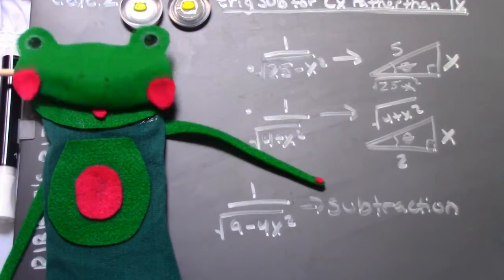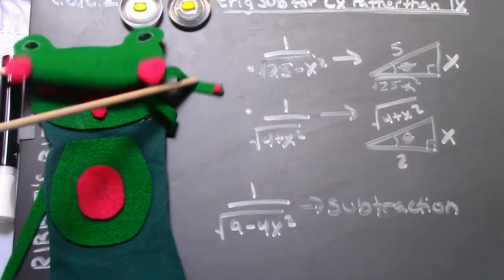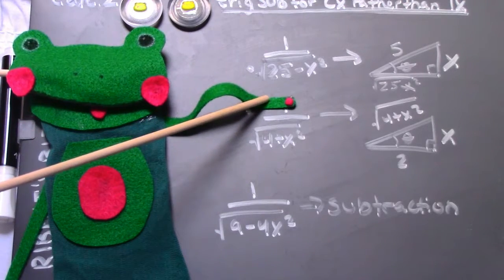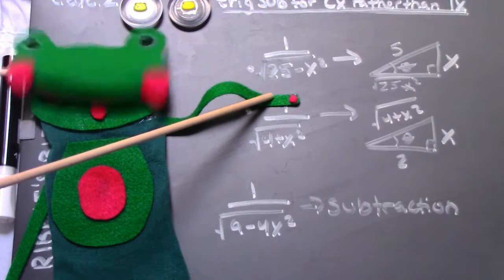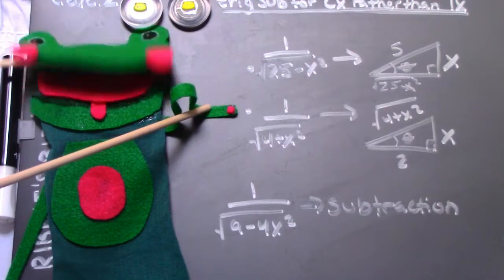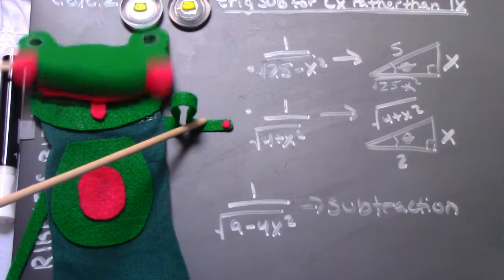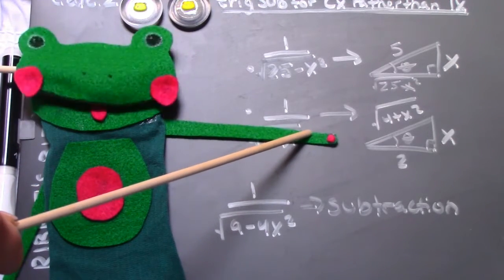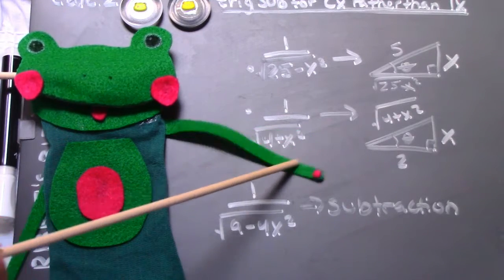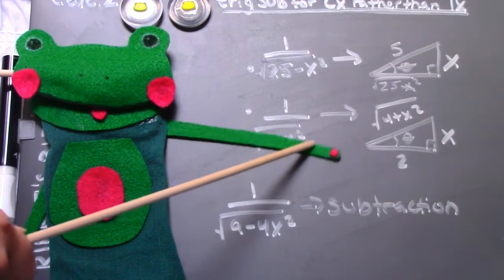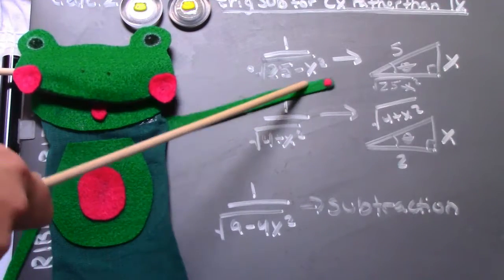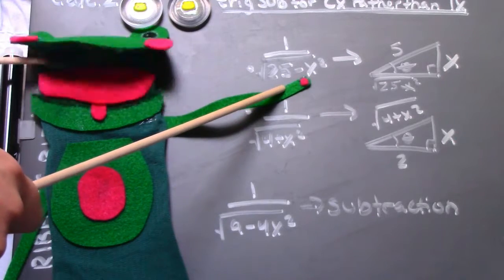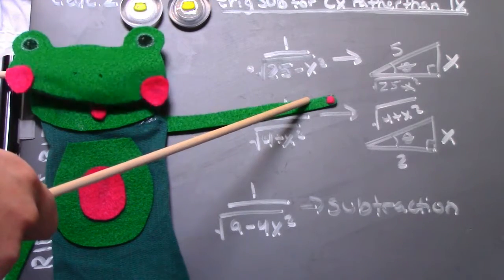If your function involves subtraction, like 1 over the square root of 25 minus x squared, then you'll put the square root of 25 minus x squared on the bottom. If your function involves addition, like 1 over the square root of 4 plus x squared, you're going to put that square root of 4 plus x squared on the hypotenuse. The square root of the constant goes on the bottom here, and the hypotenuse here, and the square root of your x value always goes on the right side of the triangle, opposite from theta.